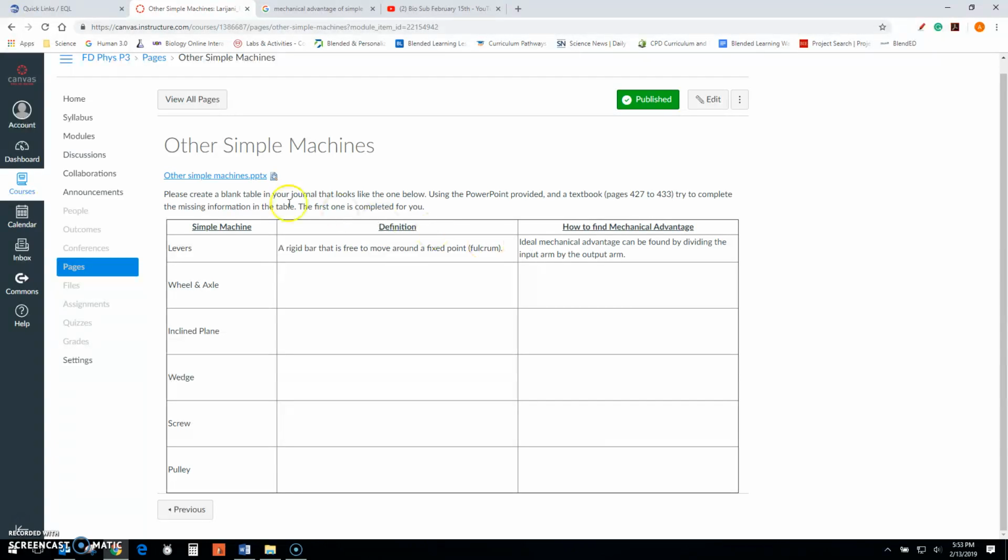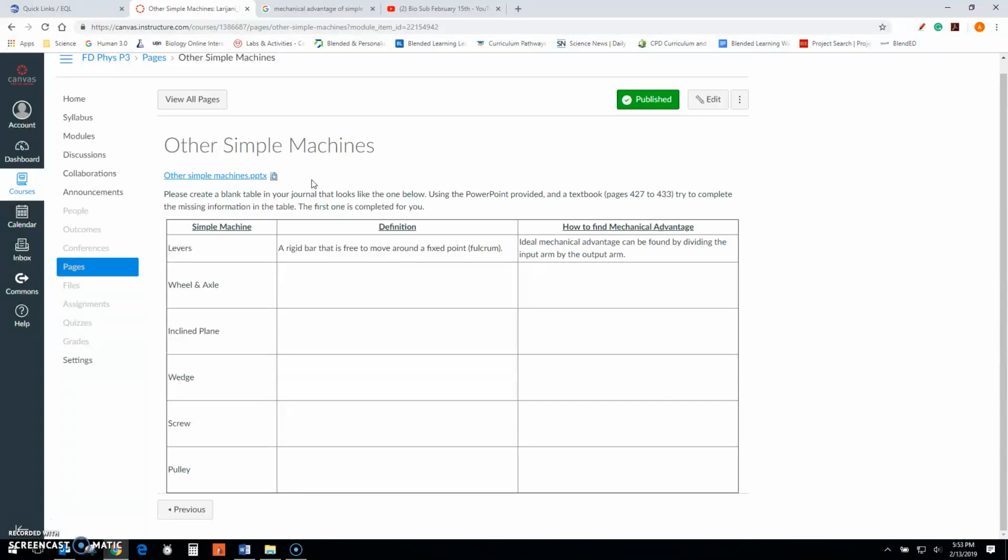The first one up here is a really simple PowerPoint that I put together, where there are essentially 6 slides, and on each slide it shows you a picture of each of those simple machines. It might give you a basic definition, it might not, and then it might tell you how to solve for mechanical advantage on some of them, and it might not.